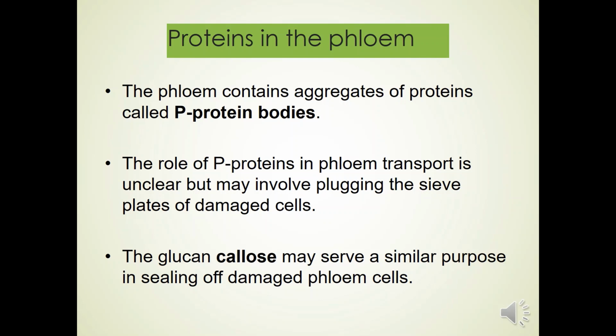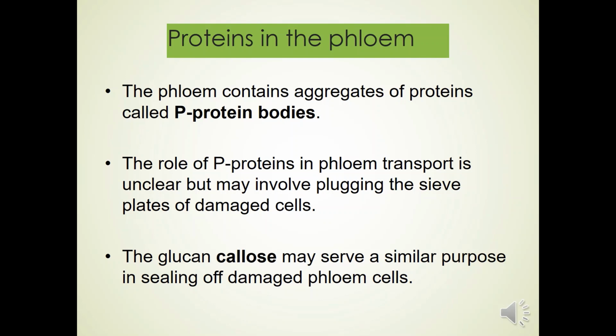Proteins in the phloem. So phloem contains aggregates of protein that we call P-protein bodies. In the test or in the final exam, they always select this part as the question regarding this chapter. So you need to know the role of P-protein bodies. The function of P-protein bodies is that they are involved in plugging the sieve plates of damaged cells. It means their function is to seal off the damaged phloem cell.